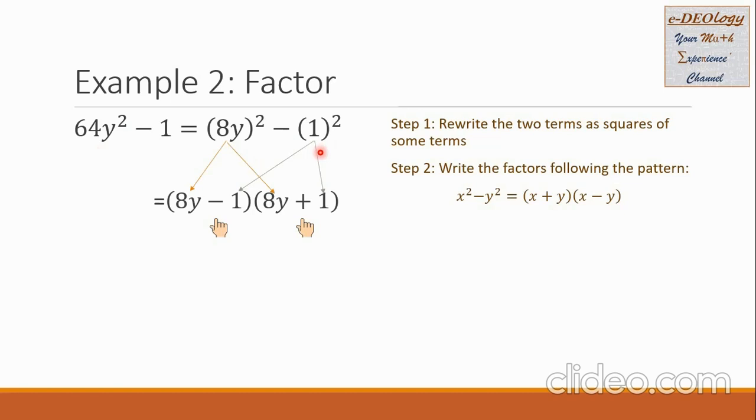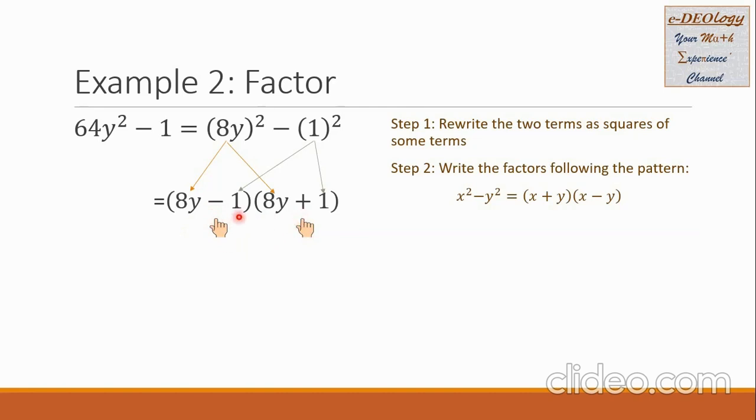And then for our answer, there will be two binomials. In the first term, it will be 8y, also 8y in the first term of the second binomial. And for the signs, it must be opposite. One is minus, the other is plus. In our answer here, the negative comes first, followed by positive. And it doesn't matter as long as the signs are different.